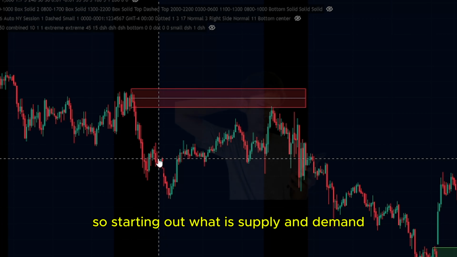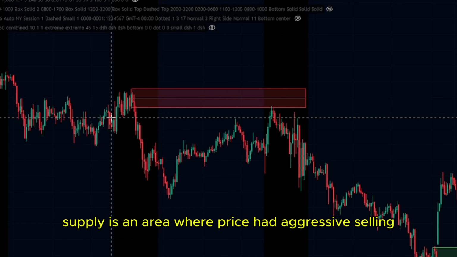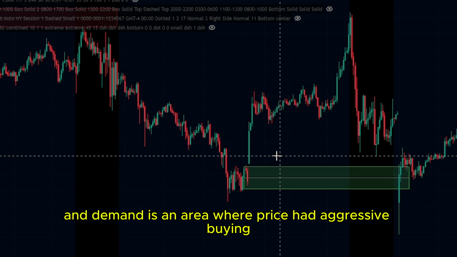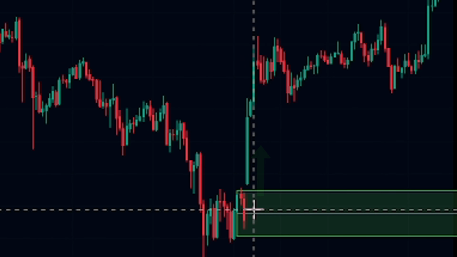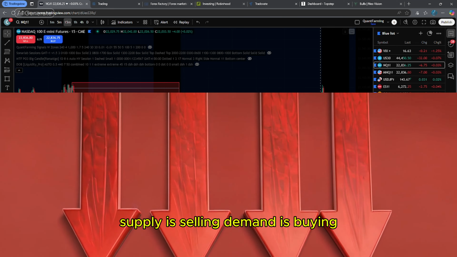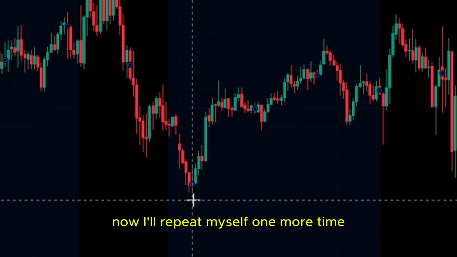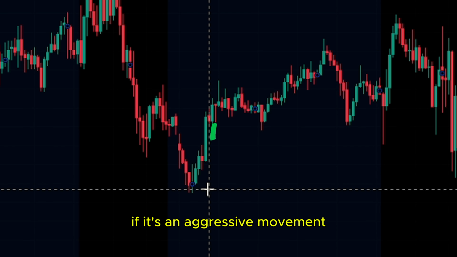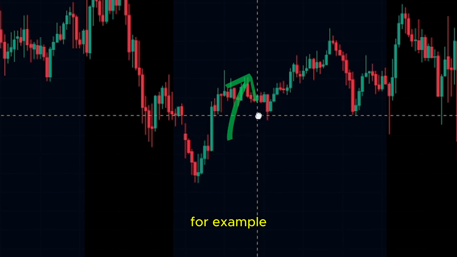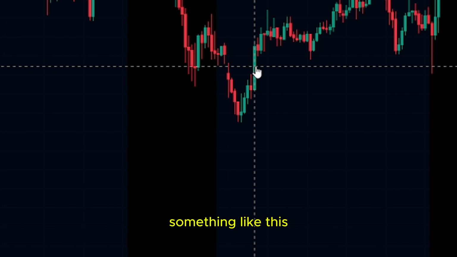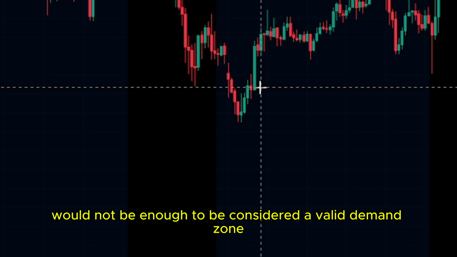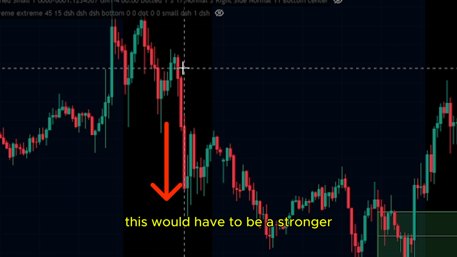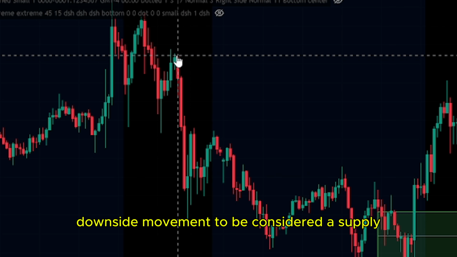Alright, so starting out, what is supply and demand? Supply is an area where price had aggressive selling, and demand is an area where price had aggressive buying. Supply is selling, demand is buying. Now, I'll repeat myself one more time. It is only a valid supply and demand zone if it's an aggressive movement. For example, something like this would not be enough to be considered a valid demand zone. Or vice versa, something like this would have to be a stronger downside movement to be considered a supply.